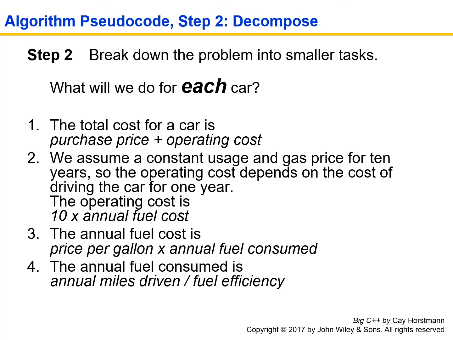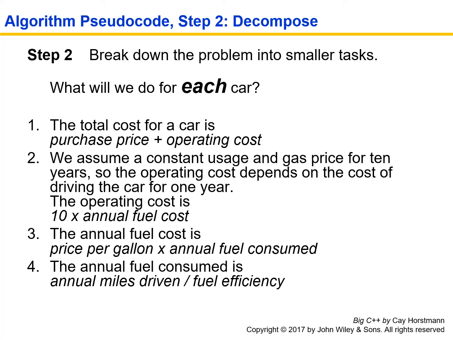Well, how do we figure out which car costs less? We can break this down in sort of a mathematical language. Total cost is going to equal purchase price plus operating cost. Well, purchase price is given to us. Operating cost we have to figure out. Operating cost is going to be 10 times the annual fuel cost. We're not going to figure in things like oil changes and periodic maintenance. The annual fuel cost is price per gallon times the annual fuel consumed.